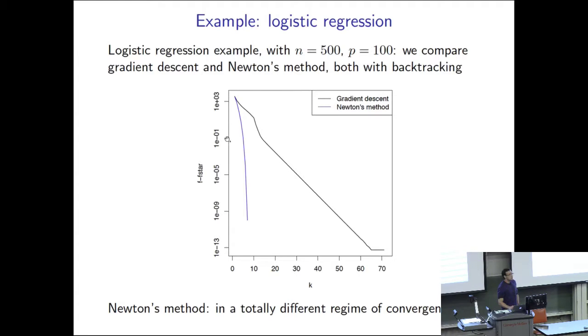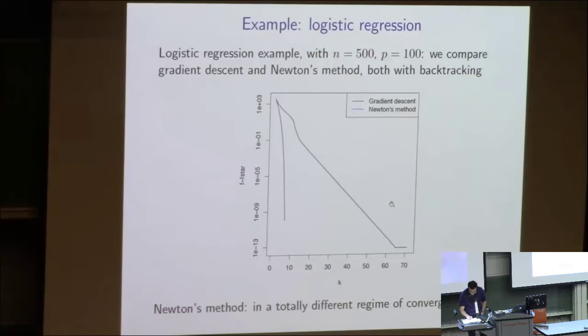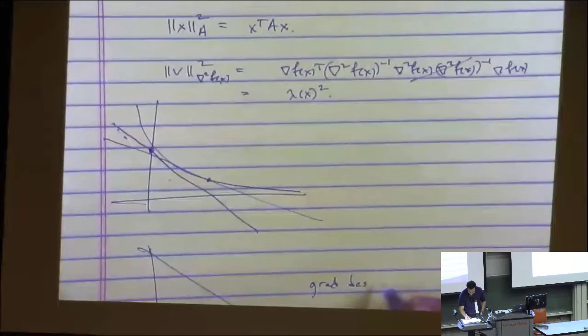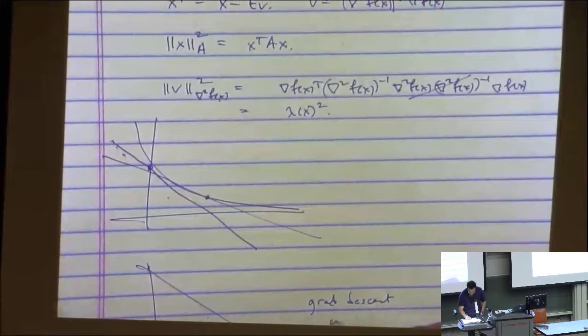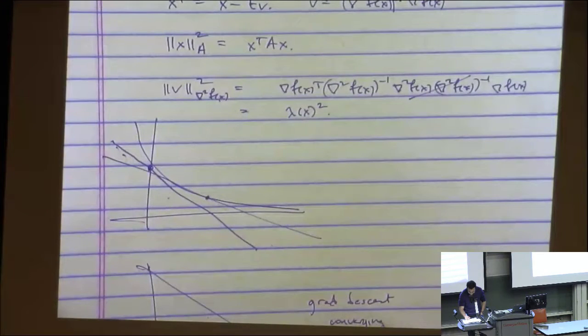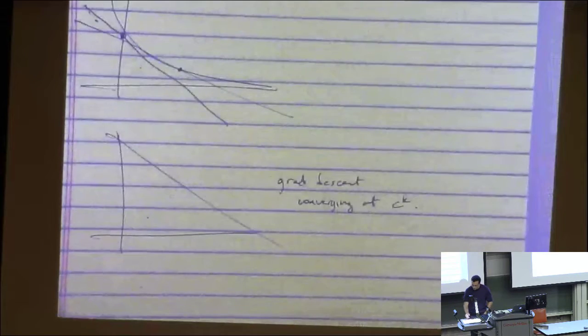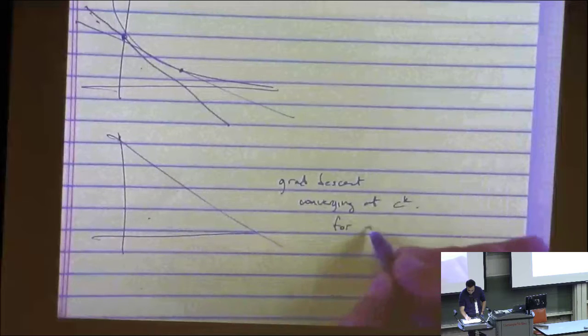This is on a log scale. So we see a straight line on a log scale, so this is what we call linear convergence for gradient descent, right? Which actually means that it's converging in terms of iteration. So I'll just draw that for you. So gradient descent is converging at c to the k for some c less than 1 in this problem.